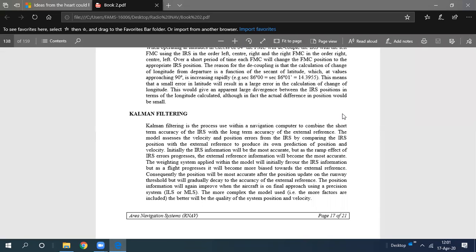Kalman filtering is very similar to this. The only thing is that here the information regarding the navigation comes onto the computer, and the computer has something known as Kalman filtration. So it filters out all the information that comes in and takes only what is relevant, more reliable and more accurate. This is in the FMC, in the flight management system. There is something known as Kalman filtering.